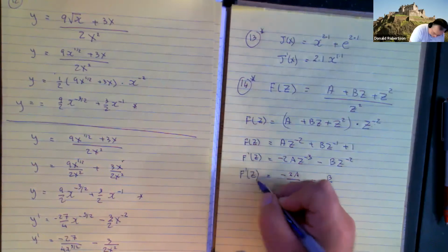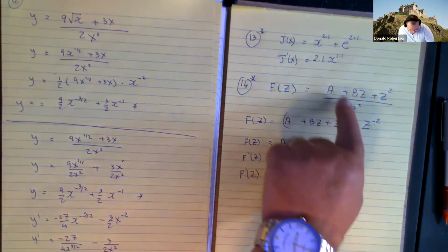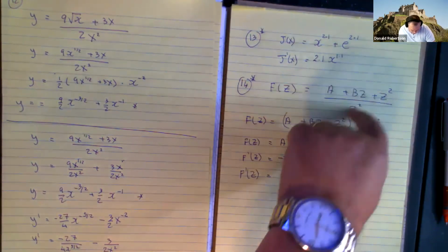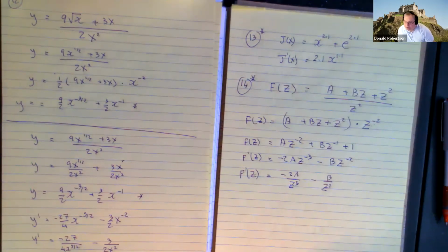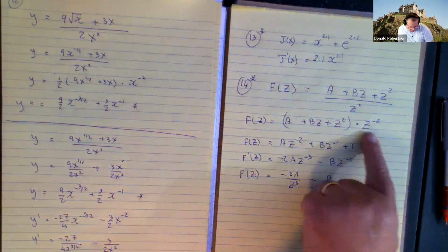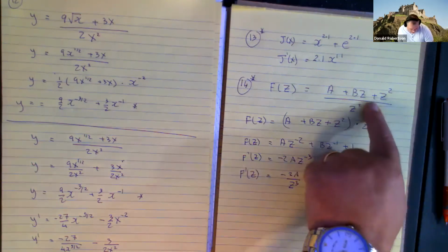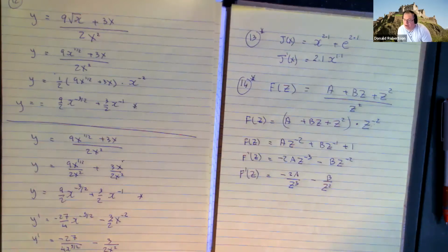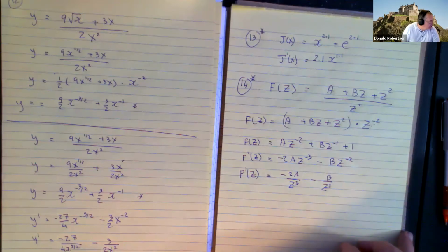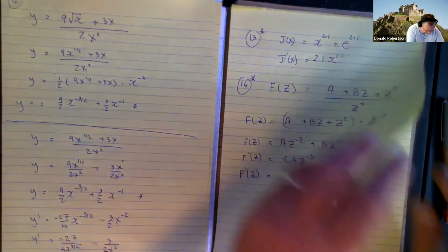And we are good. Now, you could have done that as an A over Z squared, a BZ over Z squared, and a Z squared over Z squared, right? And you would have eventually got the exact same answer. But you know, sometimes one method, for instance, that one, I think this method's a little bit more efficient. So, you know, you adapt. Sometimes one method looks better than others.